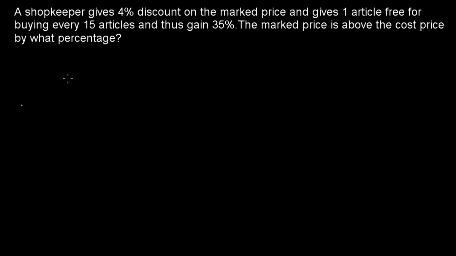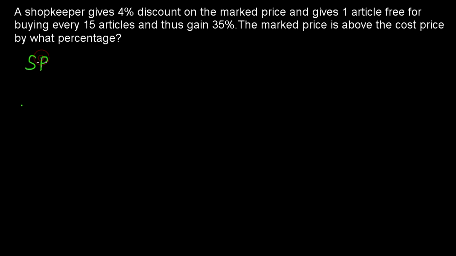A shopkeeper gives 4% discount on the marked price and gives one article free for buying every 15 articles and thus gains 35%. The marked price is above the cost price by what percentage? So what's the given question? Let's break down the question into simpler parts so we can easily find out the answer. A shopkeeper is giving 4% discount on the marked price. So what is the meaning?